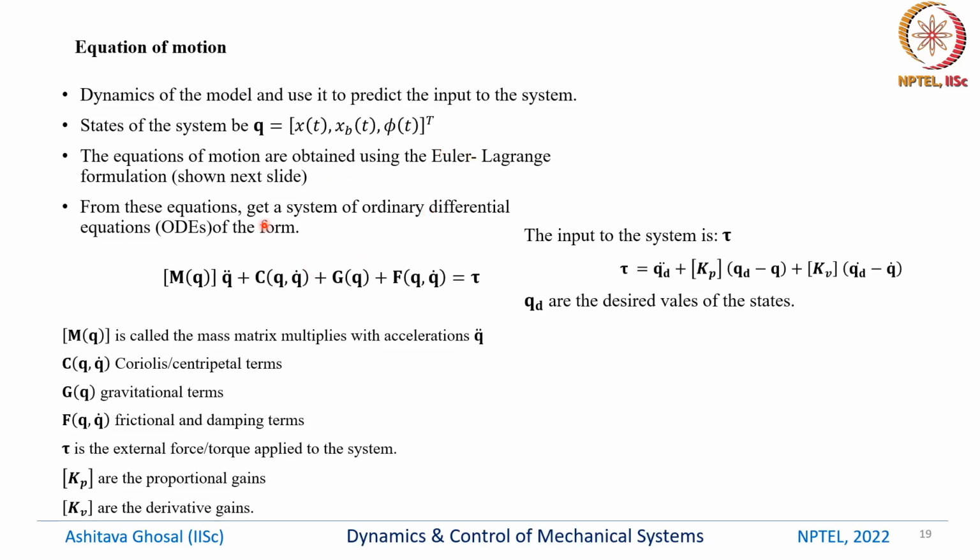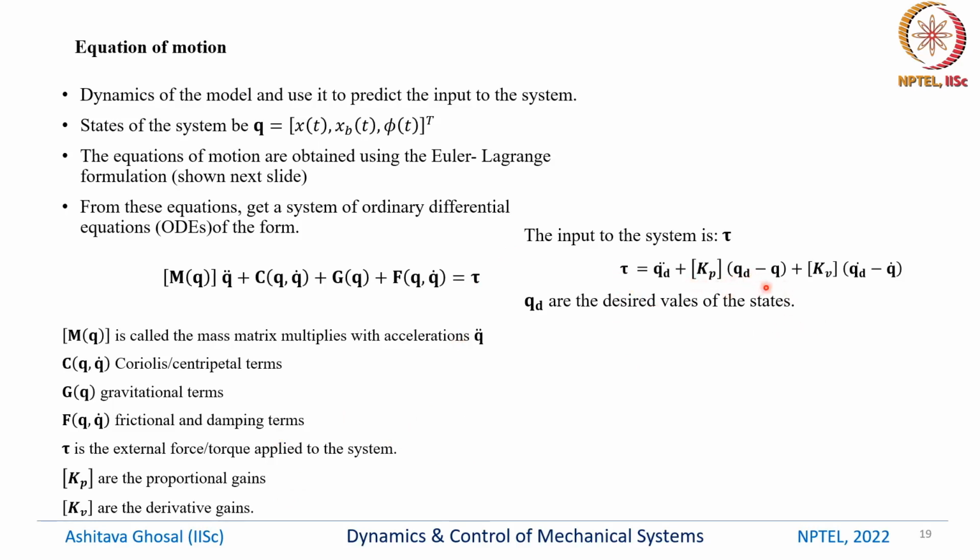So from these equations we get a set of ordinary differential equations of this form, and this is the standard form which we have seen earlier for any serial chain, which is some mass matrix into q double dot plus C of q, q dot, the Coriolis centripetal term, G of q is the gravity term, F of q, q dot is kind of a friction and damping term, and tau is the external torque which is supplied from the motor. And we can obtain this torque in terms of a PD control.